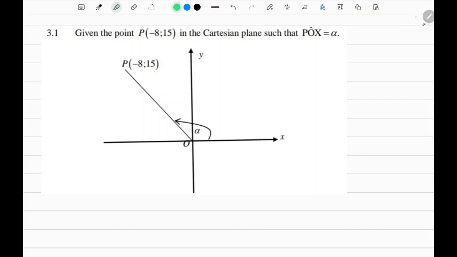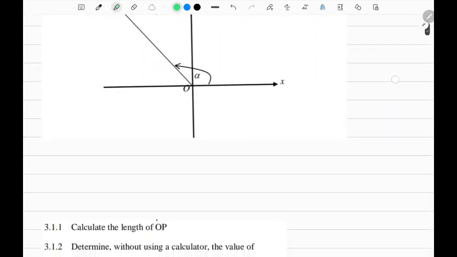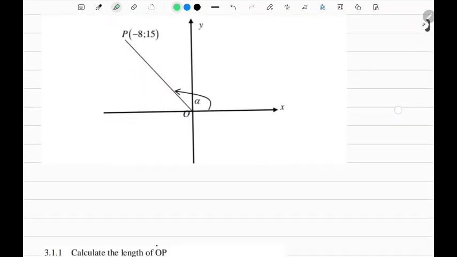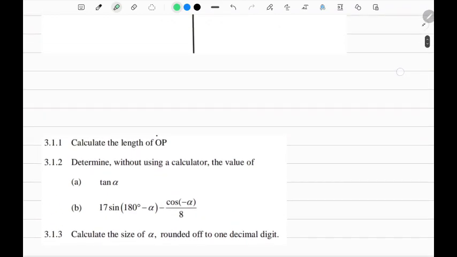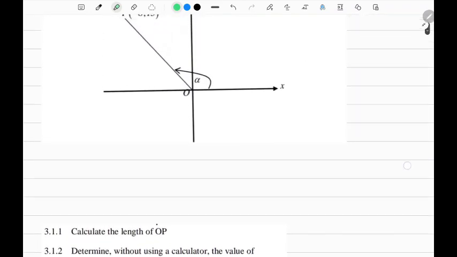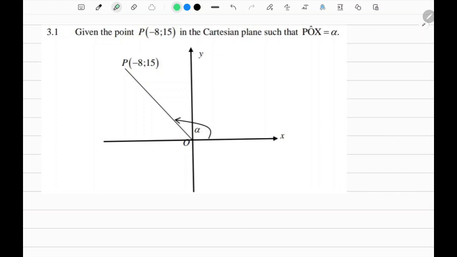Today's lesson focuses on trigonometry. So I have a question that is an extract from a previous question paper. So let's get into it. So 3.1 goes as follows. We are given a point P on the Cartesian plane such that the angle POX is alpha.